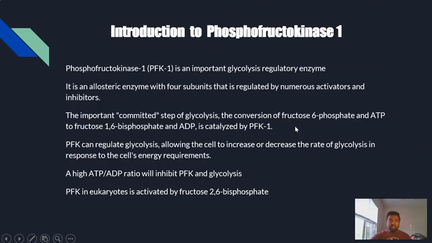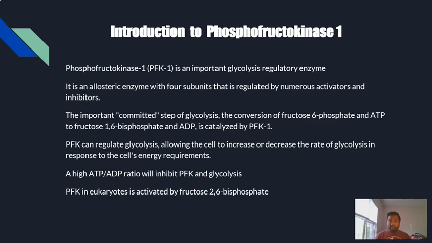Now we'll give a short overview and introduction to phosphofructokinase 1. Phosphofructokinase 1 is an important glycolysis regulatory enzyme. It is an allosteric enzyme with 4 subunits that is regulated by numerous activators and inhibitors. The important committed step of glycolysis, the conversion of fructose 6-phosphate and ATP to fructose 1,6-bisphosphate and ADP, is catalyzed by phosphofructokinase 1.